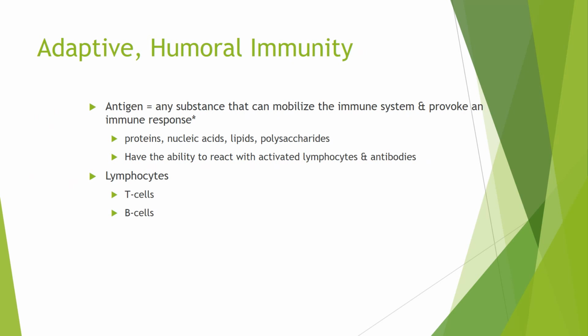Regarding humoral immunity, what the body is looking for are different antigens. Antigens are something foreign to the blood or other bodily fluid that will initiate an immune response. This includes things like proteins, nucleic acids, lipids, and polysaccharides, and they also have the ability to react with other lymphocytes and activate them, as well as different antibodies.